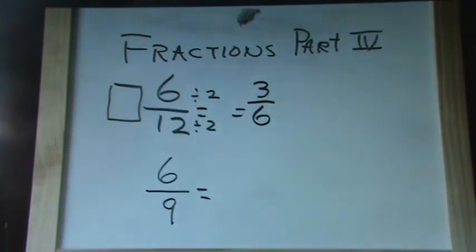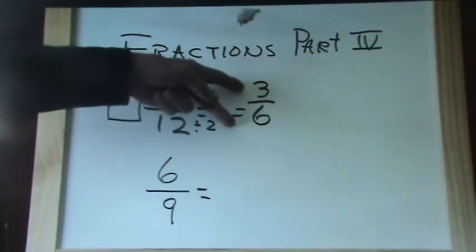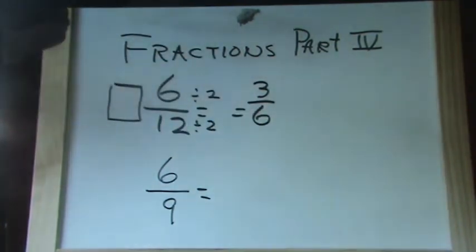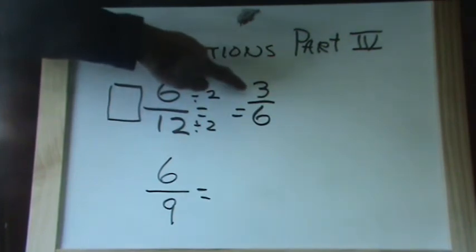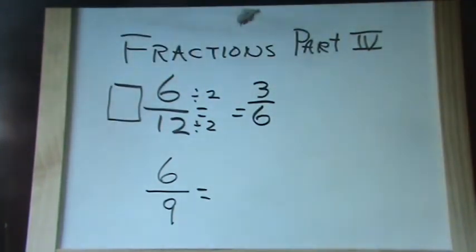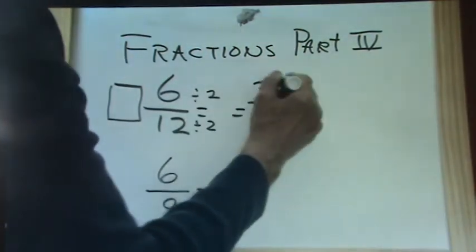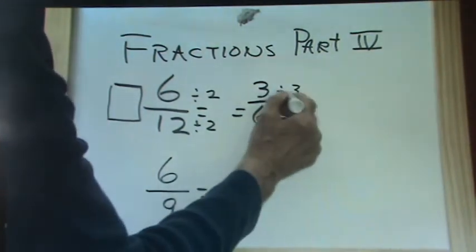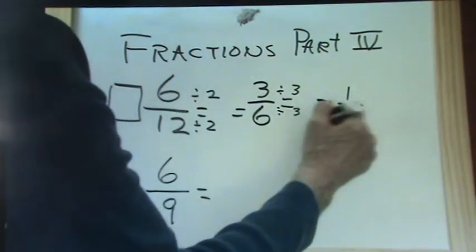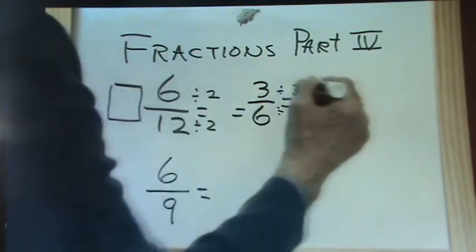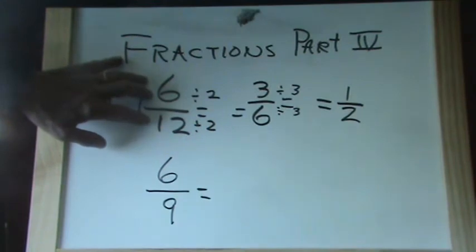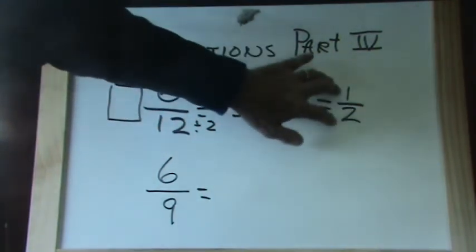Now we have to say to ourselves, okay, so we have made 6/12 a smaller name, but is this in its lowest name? Is there any number that can go into 3 evenly, and the same number go into 6 evenly? Well, yes, 3. 3 can go into 3, and 3 can go into 6, so we divide by 3. 3 goes into 3 1 time. 3 goes into 6 2 times. So we have renamed 6/12 to its lowest name, which is 1/2.